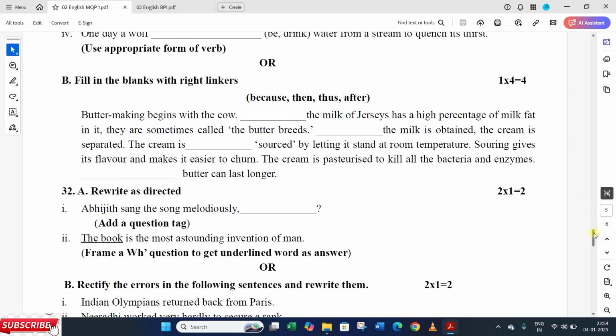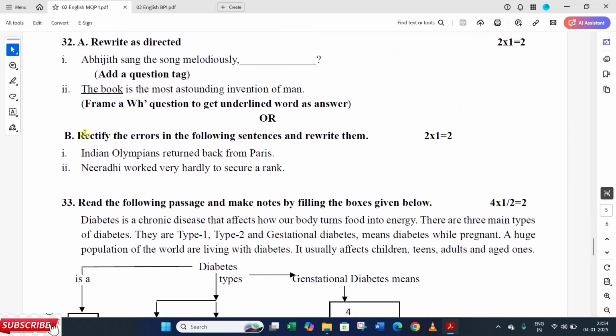Now, as an option to that, we have different things. For question number 32, option A is question tag and framing a question. As the option, we have rectify the errors, meaning sentence correction. Two sentences are given over here which we have to correct. The two sentences are wrong. For example, Indian Olympians return back from Paris. There is an error in the sentence: return and back. In the same way, Niradi worked very hardly to secure a rank. So for 2 marks, either you should go with this or this one. The choice is yours. Let us go towards the next question.